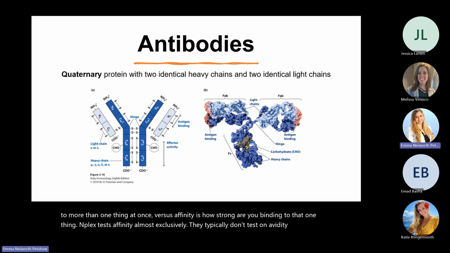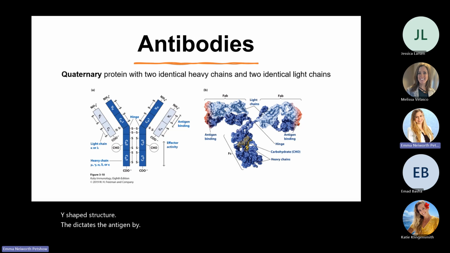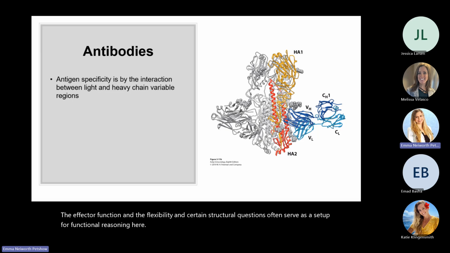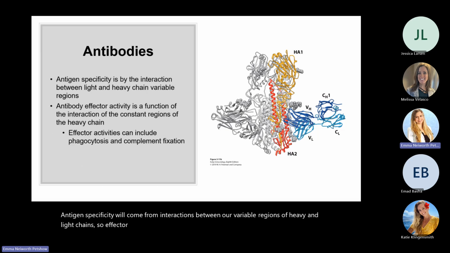The Y-shaped structure dictates the antigen binding, the effector function, and the flexibility. And certain structural questions often serve as a setup for functional reasoning here. Antigen specificity will come from interactions between our variable regions of heavy and light chains. So effector function, however, is mediated by the constant region, the Fc region of the heavy chain. So this is important to recognize.